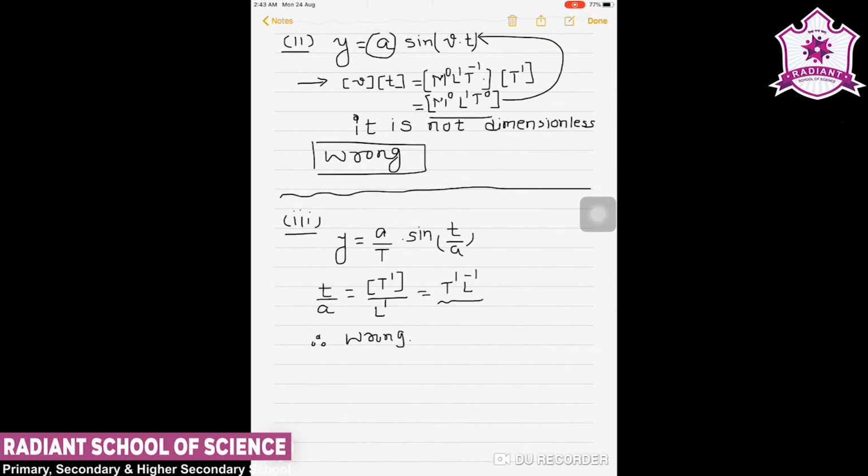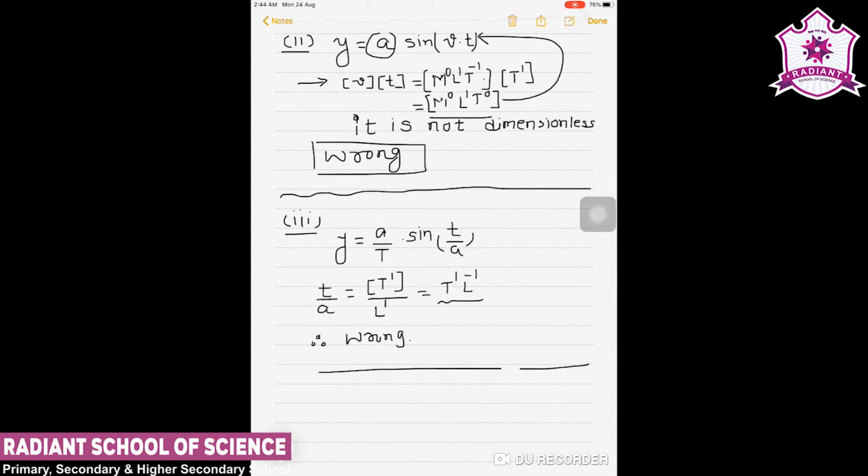Here another part is also there, that in multiple part, that is a by t is also dimensionless, that should be having a dimension of length, but it is not like that. It is having a dimension of length and time as it is given in the sine term. So this is some confusing term.